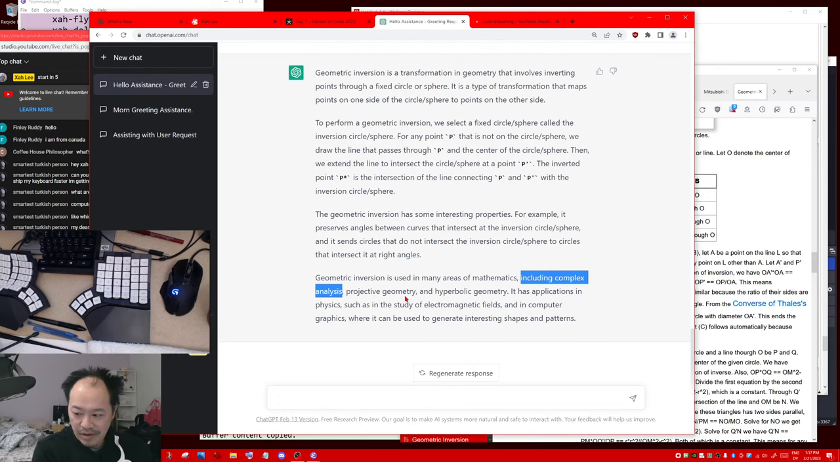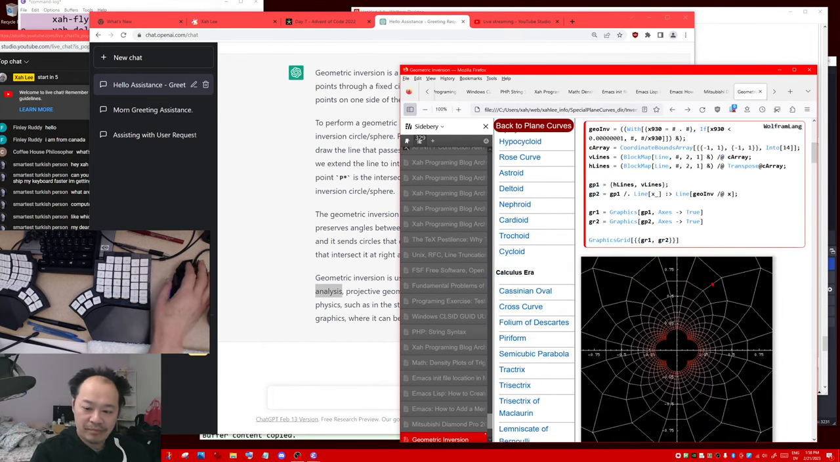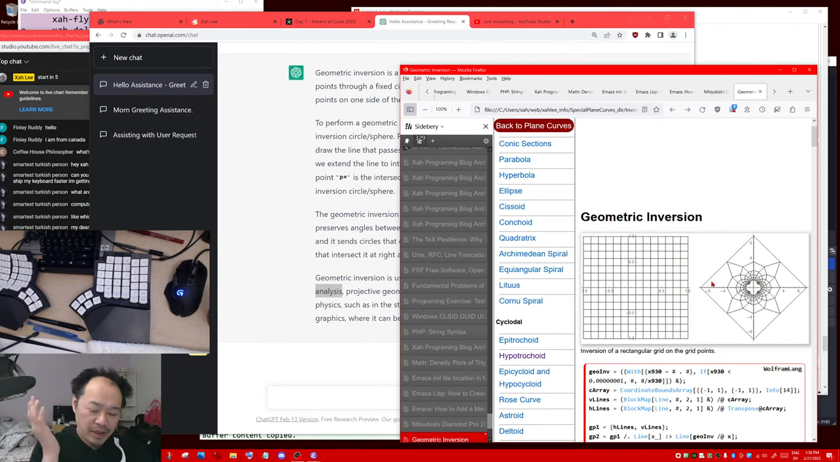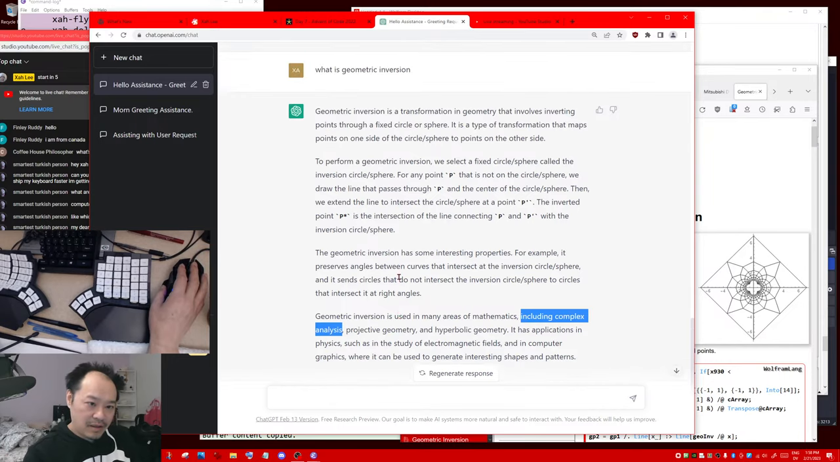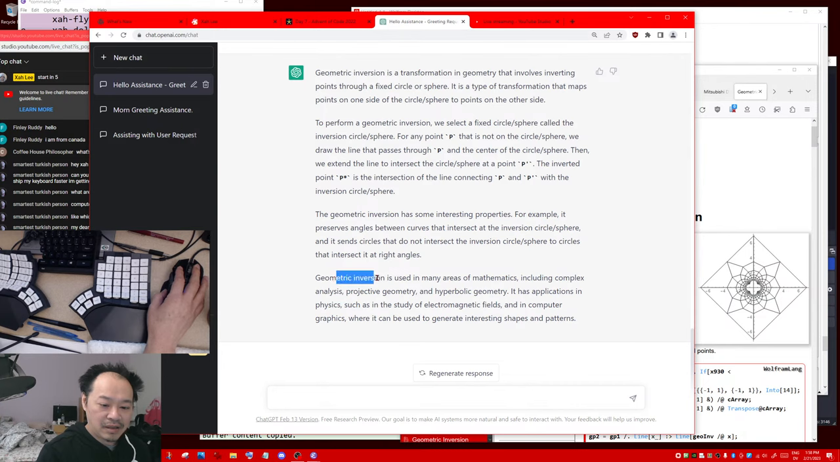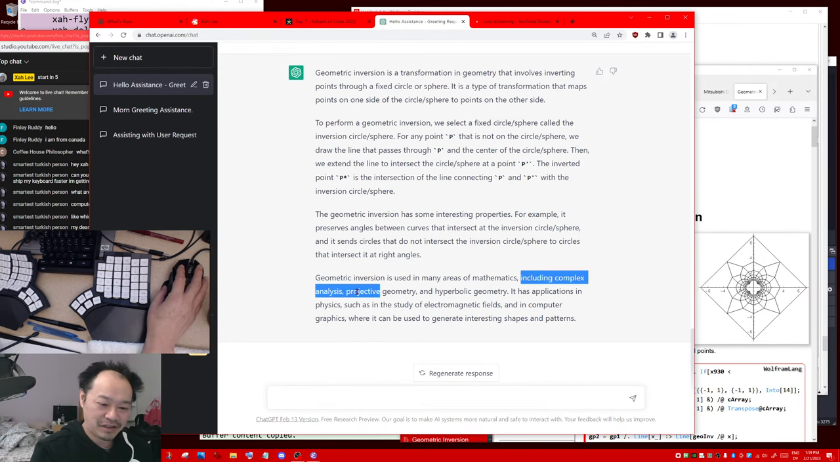Now that statement is also questionable. Well, yeah. In complex analysis, basically, the inversion of complex numbers is geometric inversion, okay? So it's fundamental. We have been talking about geometric inversion from a geometry point of view, but from an algebraic point of view, it's basically the inversion of complex numbers, 1 over x, where x is a complex number. That's what geometric inversion is. It defines inversion, okay? That's the definition of the inversion of a complex number. But the way ChatGPT says it, it has been used in many areas, including complex analysis. No, it's just the definition of inversion of complex numbers, okay?